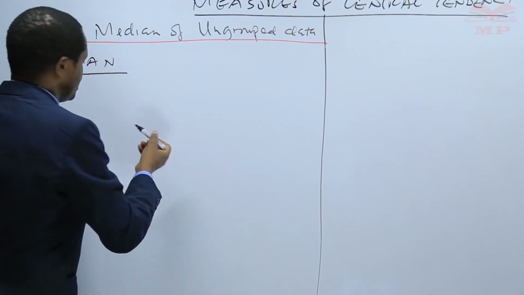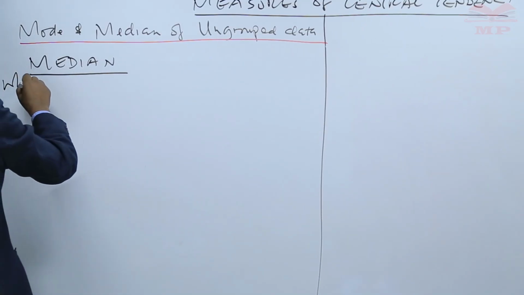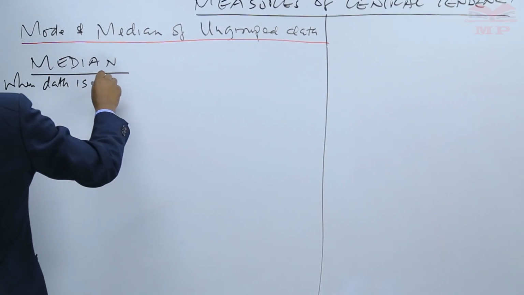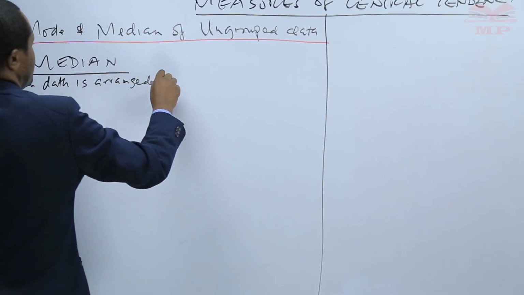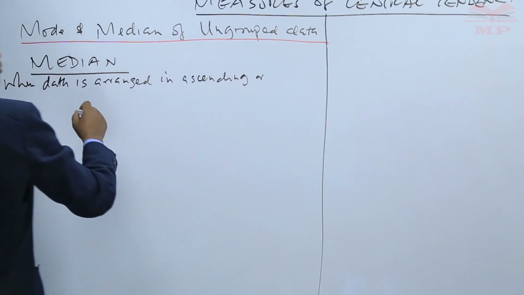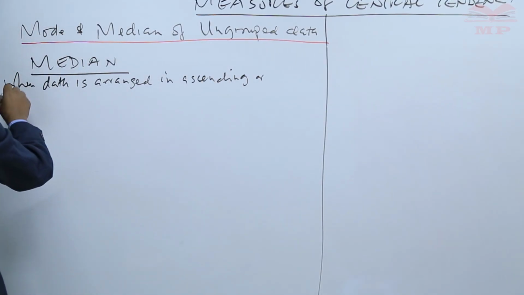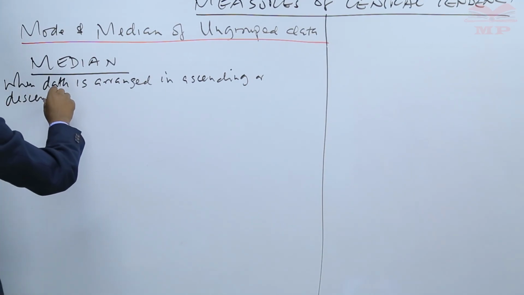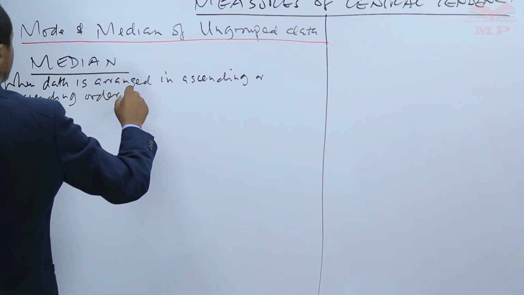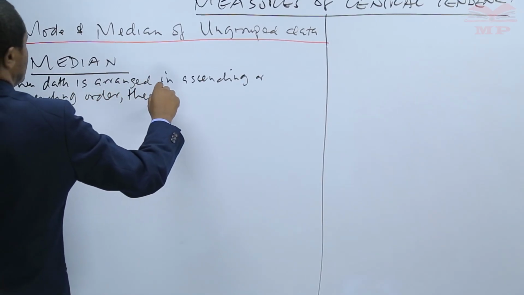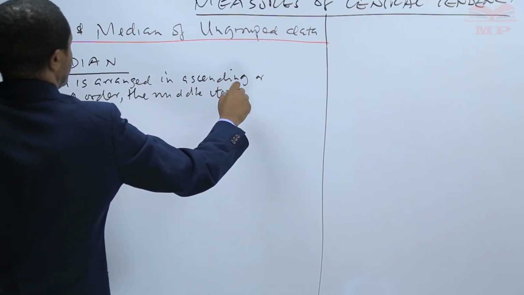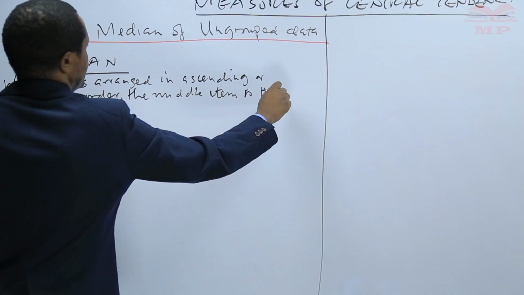So you can write: when data is arranged in ascending or descending order, the middle item or number is the median.